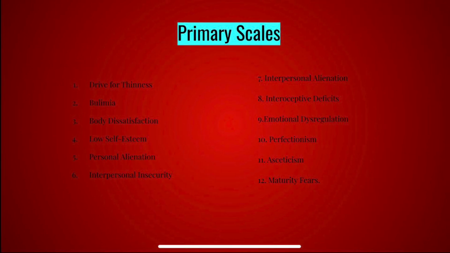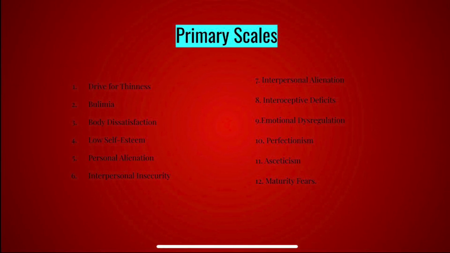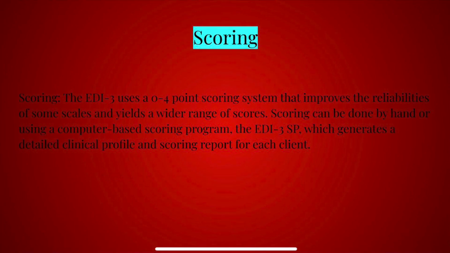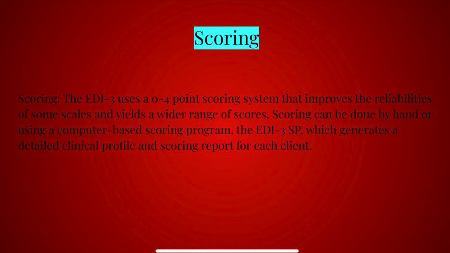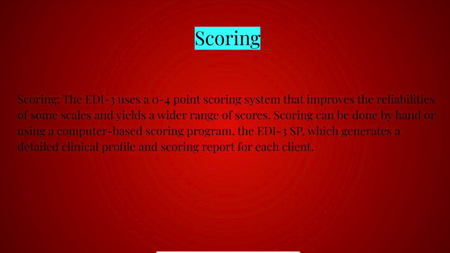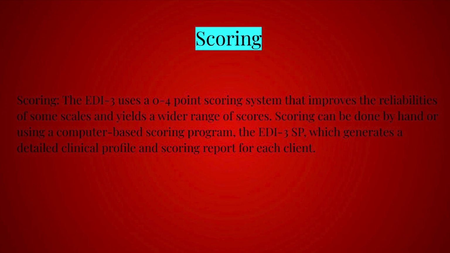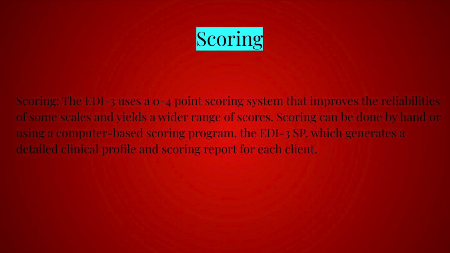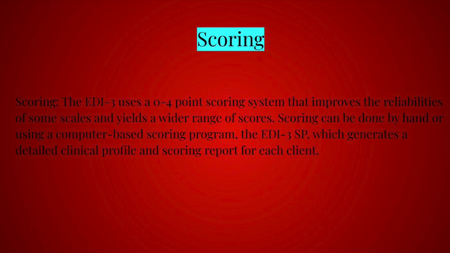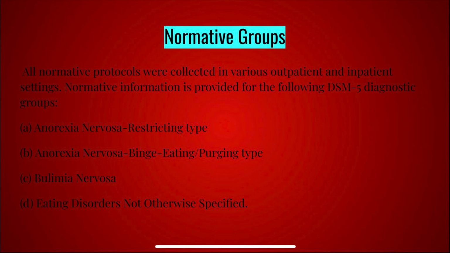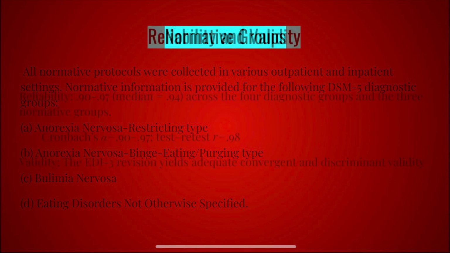The EDI has 12 primary scales. Scoring for the EDI-3 uses a 0 to 4 point scoring system that improves the reliabilities of some scales and yields a wide range of scores. Scoring can either be done by hand or using a computer-based program. Normative information is provided for the following DSM-5 diagnoses: anorexia nervosa, binge eating, and bulimia nervosa, as well as eating disorders not otherwise specified.